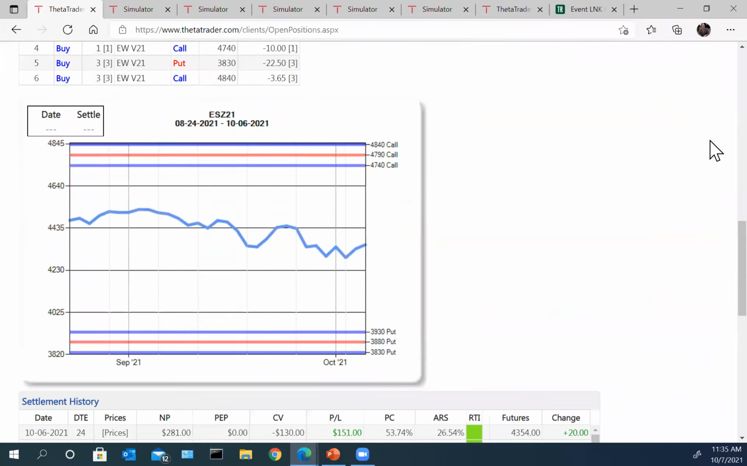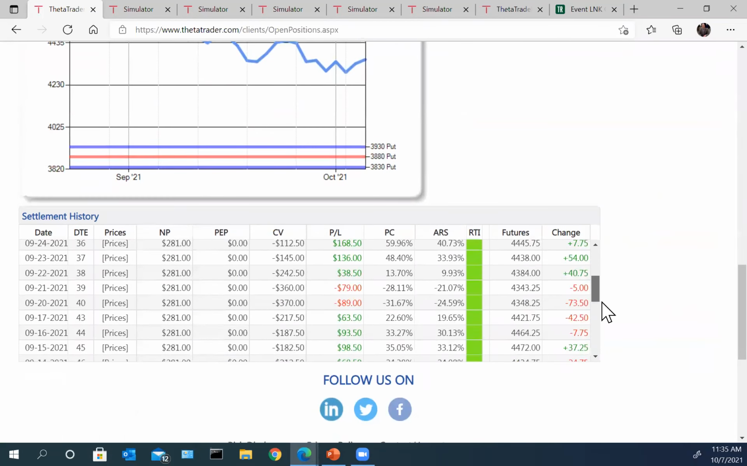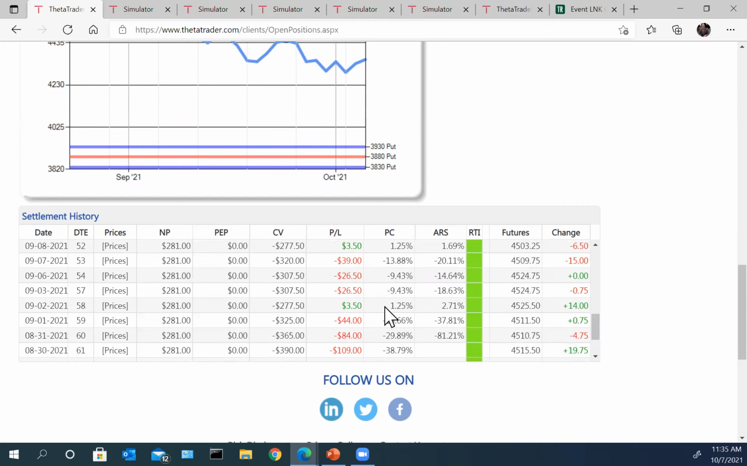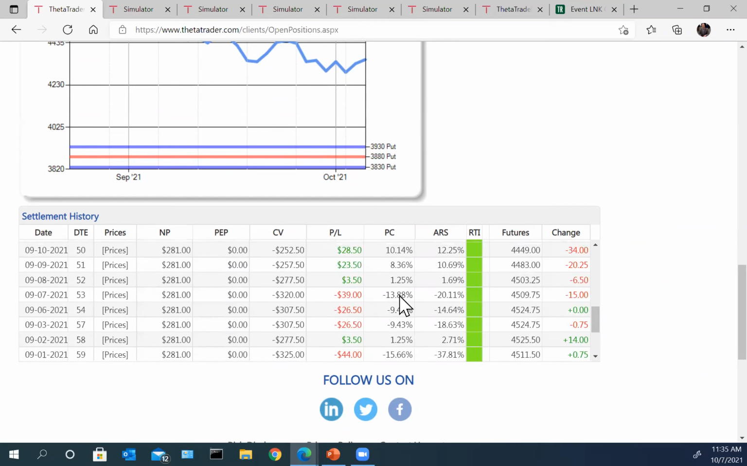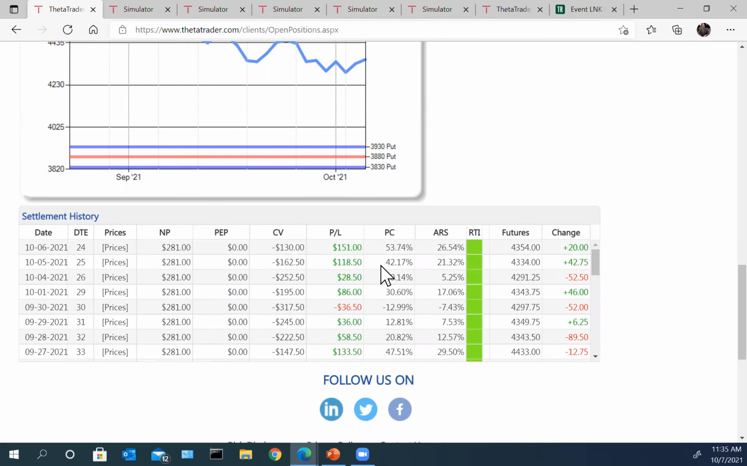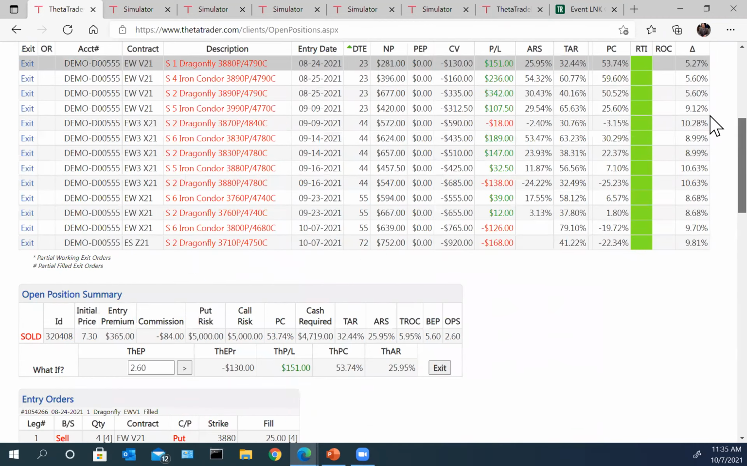Then you can scroll down, and there's the history of that trade that's in your open position, placed on August 24 with 67 days till expiration. And you can see this trade is working out just fine. RTI has been green the whole way, and it's getting closer and closer to probably triggering an exit order to close out for a profit, hopefully profit. So it's just that simple.